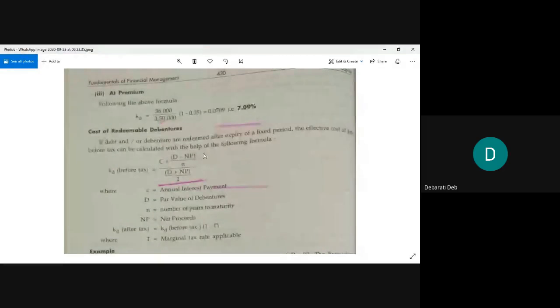Okay. Then you will write KD after tax. What will be the formula of KD after tax? This will be nothing but KD before tax. That means first you will calculate the KD by using this formula. Then with that you will multiply 1 minus T. First you will solve the sum by using this formula. Then you will multiply 1 minus T with that term, where T is the applicable marginal tax rate. Whatever tax rate is given, that you will use. Okay.